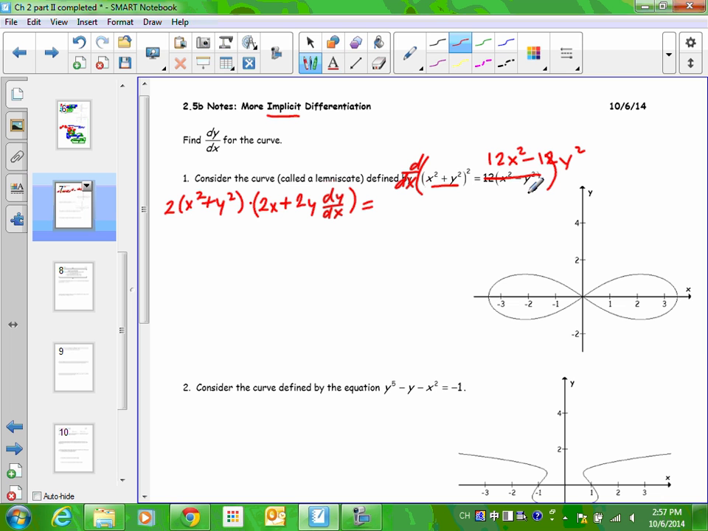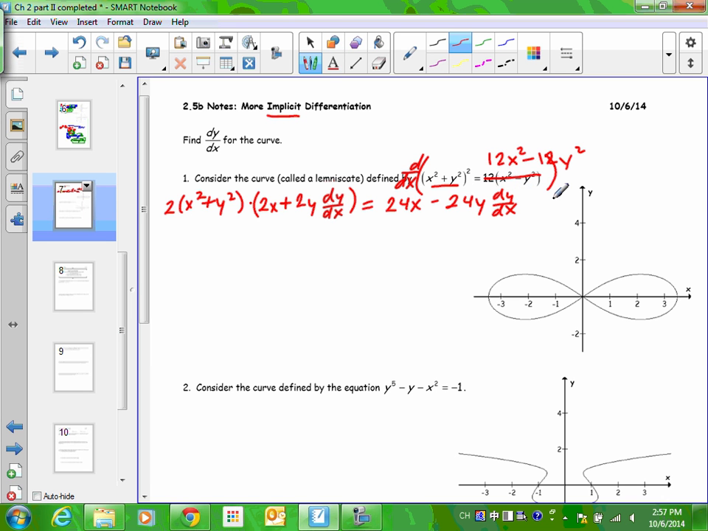That's the easy answer. But here's the thing. If I had forgotten to do that, I could still do this problem. I may need to do one extra step or something. So don't sweat that. Don't worry about that too much, okay? So derivative of 12x squared, that's 24x. Derivative of negative 12y squared, that's minus 24y. And again, dy over dx.